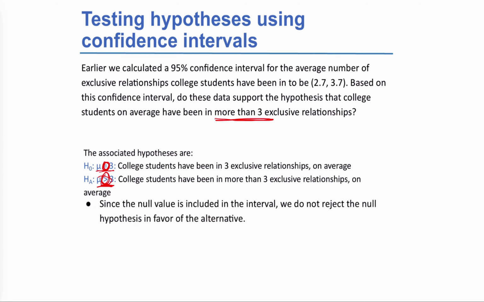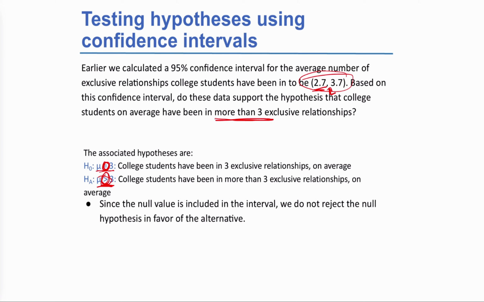In our confidence interval, if we were just looking at this confidence interval, if I said, do we have convincing evidence that college students on average have been in more than 3 exclusive relationships, hopefully everyone would say no, because 3 is in the confidence interval. It could be more than 3, but 2.7 and 2.8 and 2.9 are also in the interval and therefore are also plausible values. So we have plausible values that are less than 3. We could not say that students have been in more than 3 exclusive relationships on average.